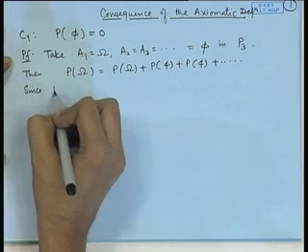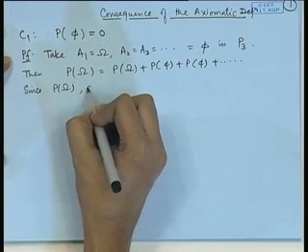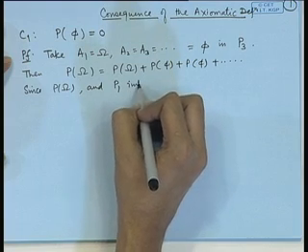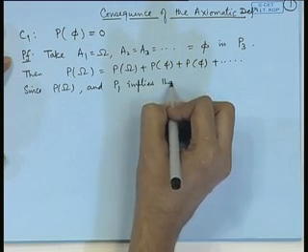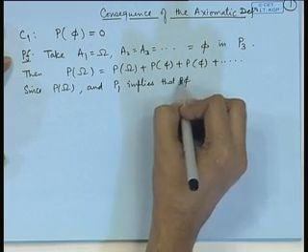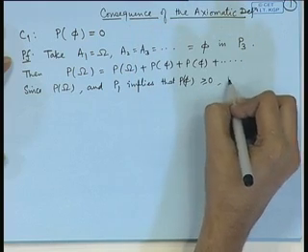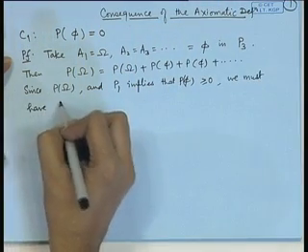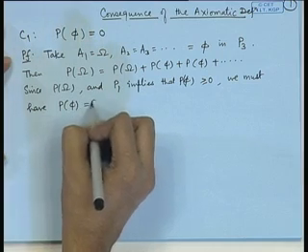Since P of omega is 1 and P1 implies that P of phi is greater than or equal to 0, we must have P of phi equal to 0.